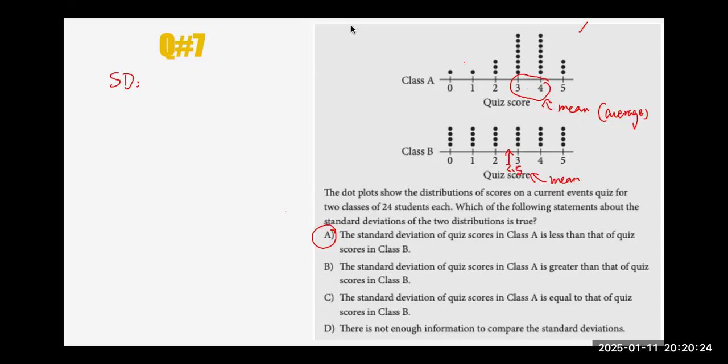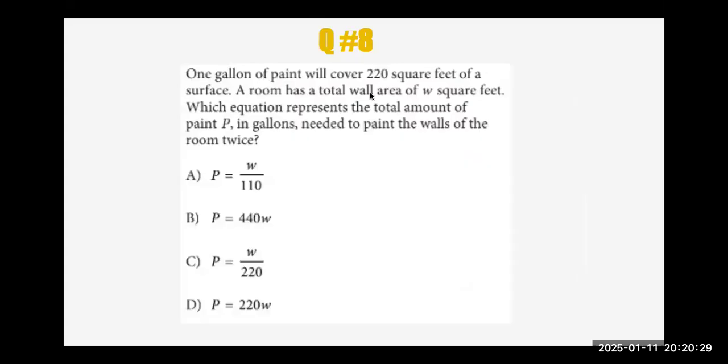I'm going to save the notes. Then we move on to question 8. Here we go. This one's algebra. Be careful about the ratio thing. Just set up a proportion first, and then do the cross multiplication, then you can get the answer.